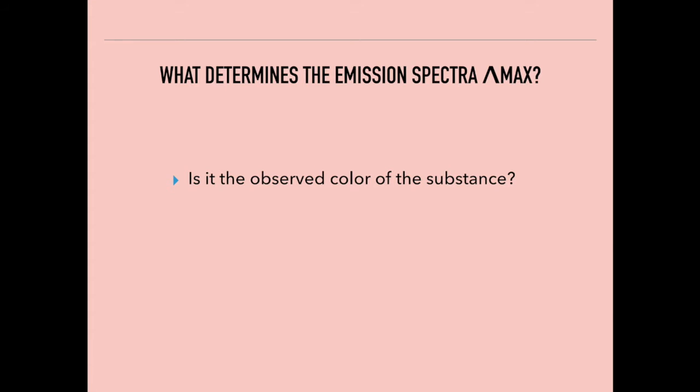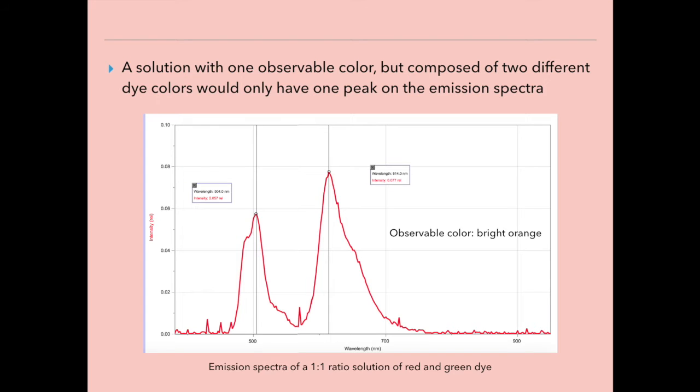So the research question we're trying to answer is, what determines the emission spectral lambda max? The hypothesis is that the emission spectral lambda max is determined by the observed color of the substance. Let's find out. If this were true, a solution with only one observable color, even if it's composed of two different dyes, would only have one peak on the emission spectra.